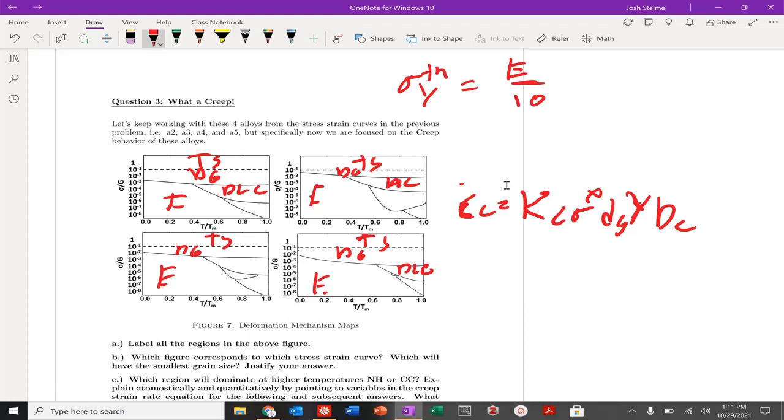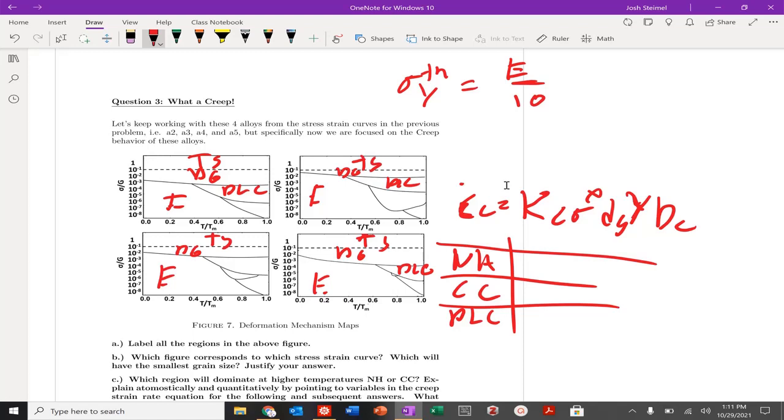So when we're looking at our different types of creep mechanisms, we know that for Nabarro-Herring and for Coble creep and for power law creep or dislocation creep. So if I look at what is this C value or activation energy here? What's my Q? Because again, remember, D is equal to D naught exponential of minus Q over KT.